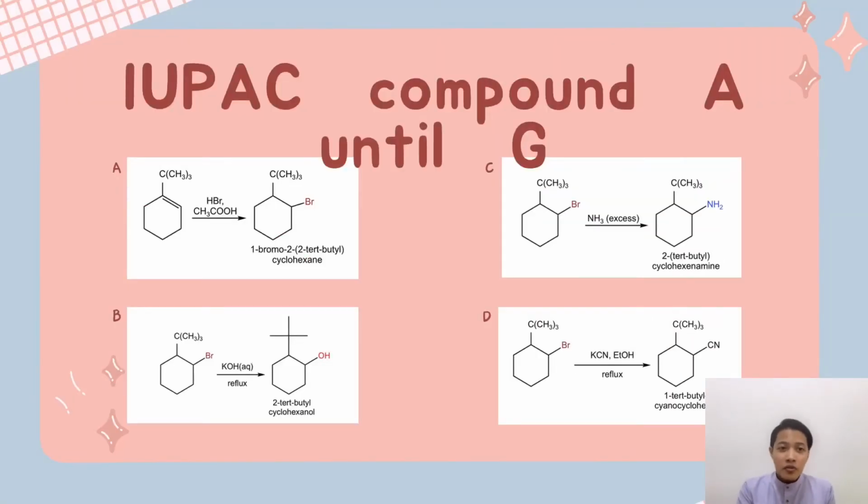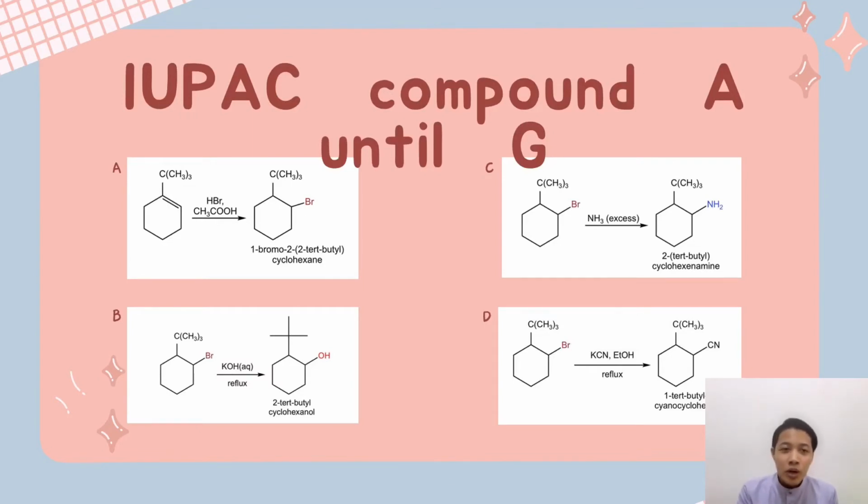For A, the given 3-butyl-1-cyclohexene reacts with HBr and CH3COOH to form compound A. The double bond will break and the hydrogen and bromine will add to it. It will follow the anti-Markovnikov rule. The anti-Markovnikov rule states that hydrogen will attach to the carbon that has fewer hydrogens attached to it. That is why the name is 1-bromo-2-butylcyclohexane.